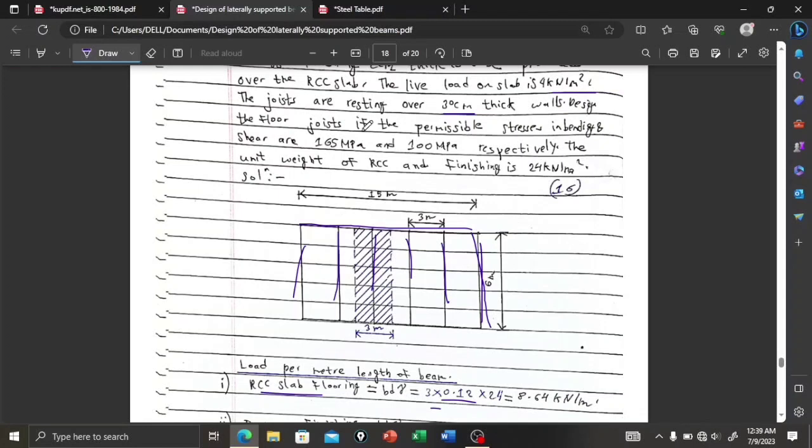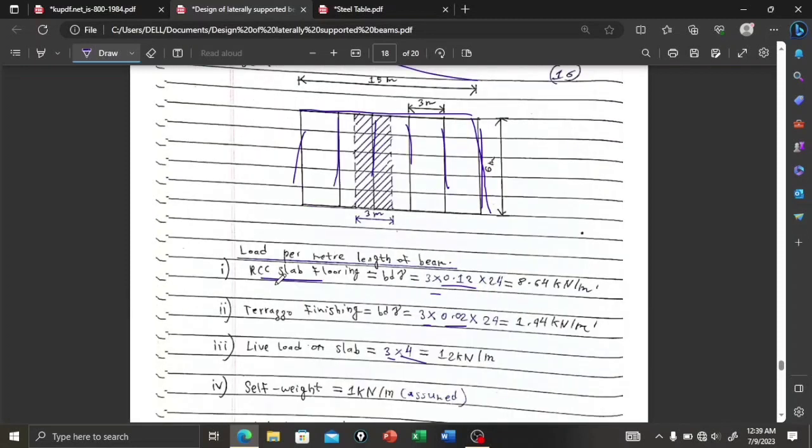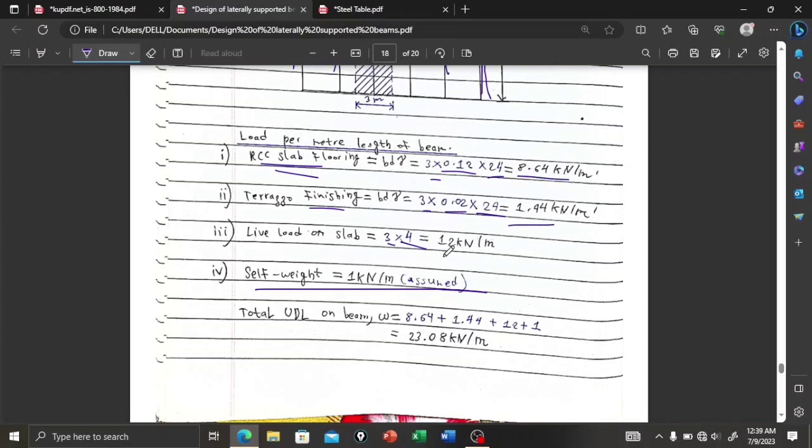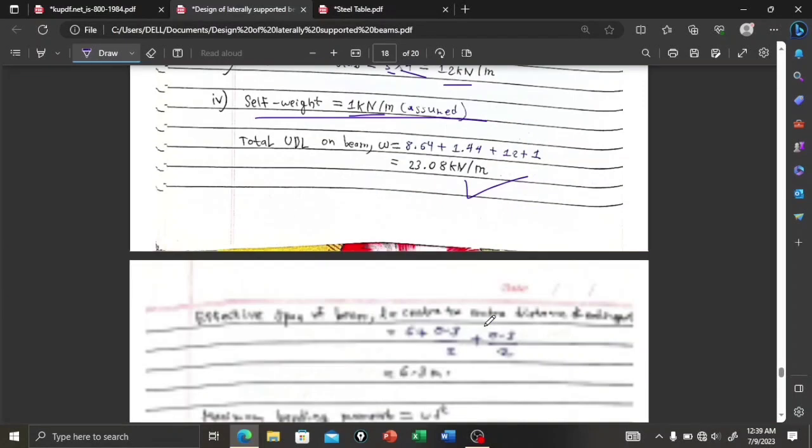Joist is a small beam. If the permissible stresses in bending and shear are 165 and 100 respectively, the unit weight of RCC and finishing is 24. So self weight we assume to be 1 kN per meter. So 8.64 plus 1.44 plus 12 plus 1 is 23.08 kN per meter.